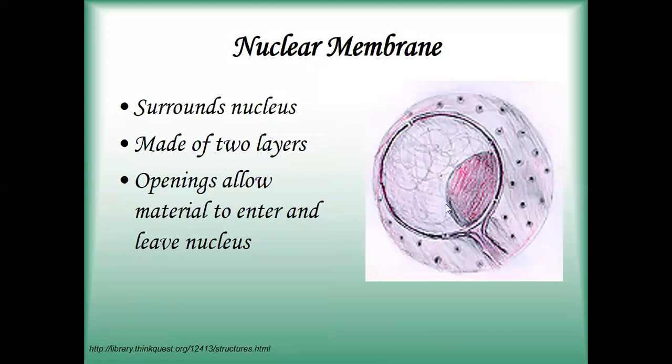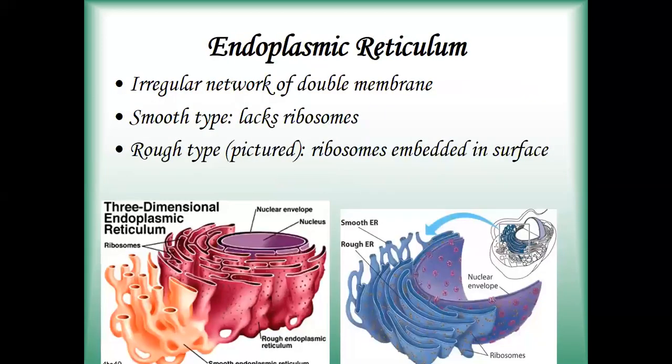Then coming to the next organelle, that is the endoplasmic reticulum. This endoplasmic reticulum is an irregular network of double membranes. If you look here, it is made up of 2 membranes, or double membranes, and the shape is irregular.